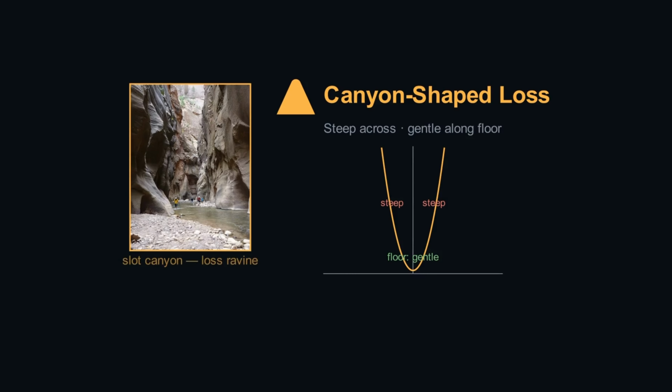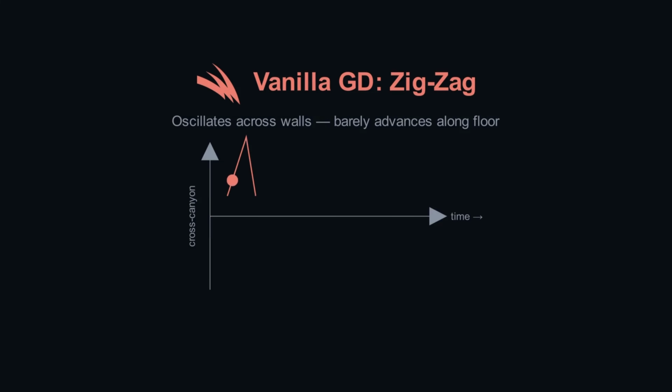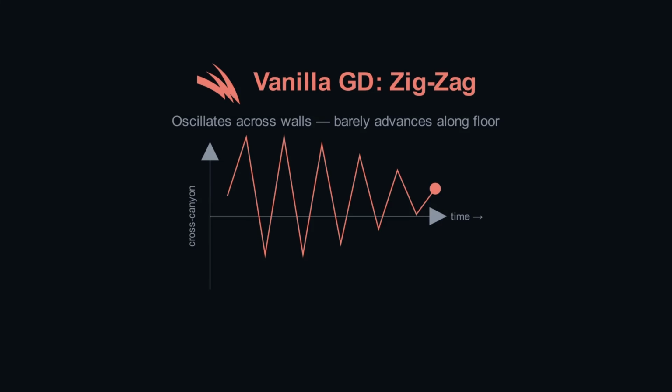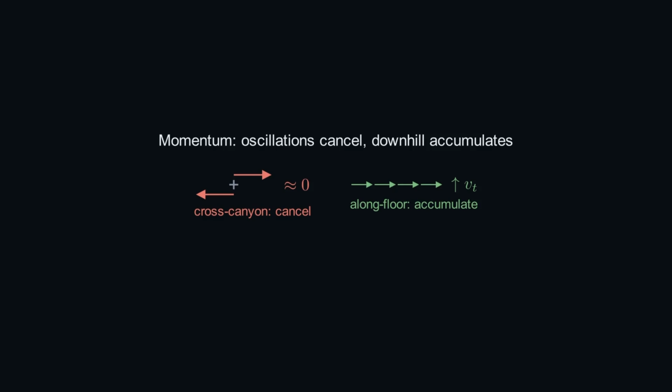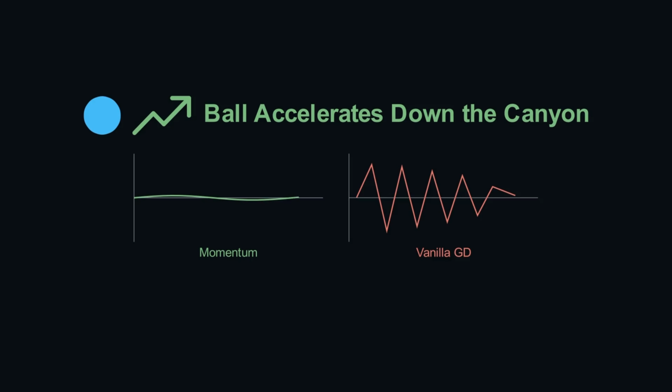This is exactly what saves us in a ravine, a canyon-shaped loss surface steep across the walls, gently sloped along the floor. Vanilla gradient descent zigzags violently across the narrow walls and barely advances. With momentum, the side-to-side oscillations average out, while the consistent downhill component keeps adding up. The ball accelerates down the canyon instead of wasting steps on the walls.